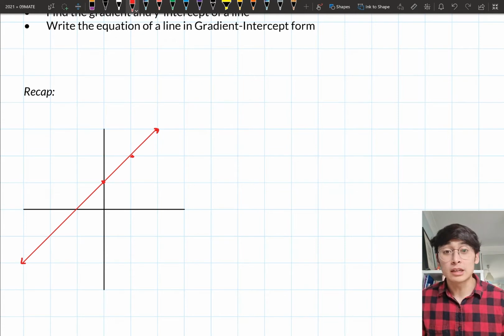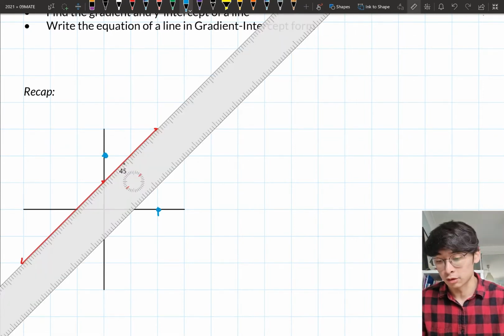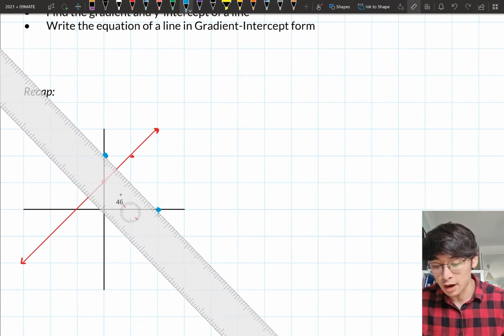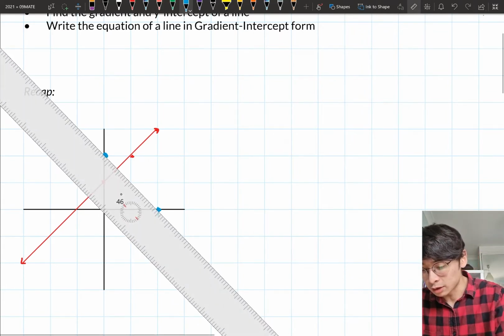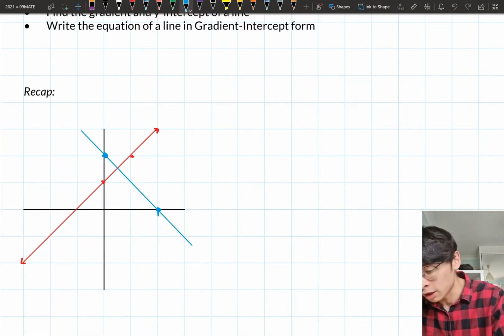Then from there, we found our intercepts, and if we get two intercepts on our Cartesian plane, we can draw a line through them. So we could find our x and y intercept by subbing in y is equal to 0 and x is equal to 0. And once we've done that, we were able to draw our linear relationship on our Cartesian plane like this.